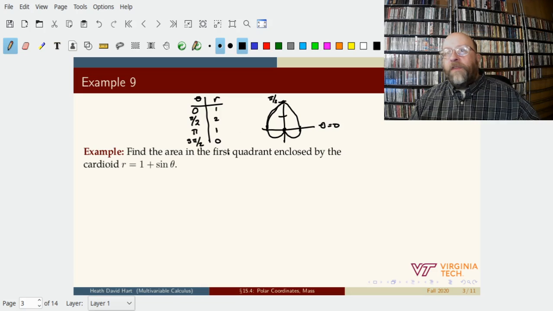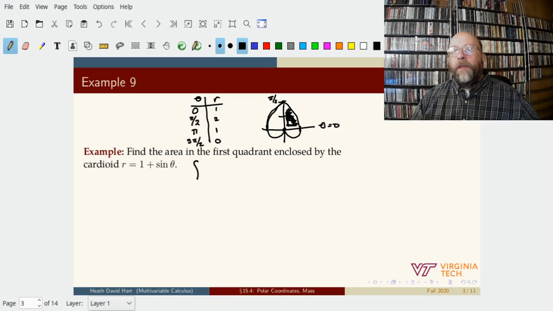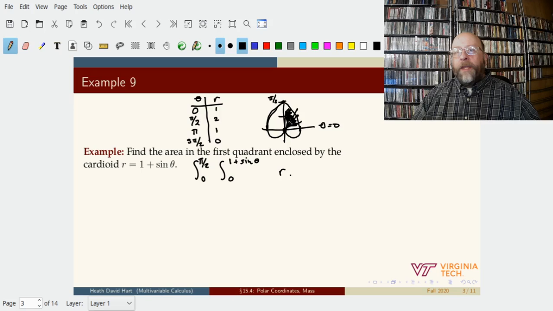And the question is just to find the area in the first quadrant enclosed by this shape. So that's the piece that we're looking for. And so we're only interested in the angles from 0 to pi over 2. And the radius goes from 0 out to 1 plus sine theta. The radius always starts at the origin, and then it goes out to the boundary of the figure. Again, for area, we normally just put a 1 here, but in polar coordinates, whatever we put here gets multiplied by r. And so we get dr d theta.